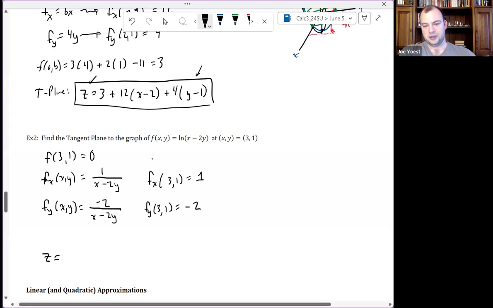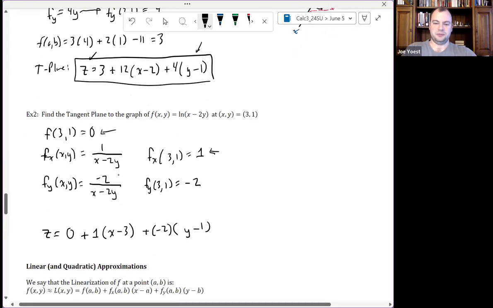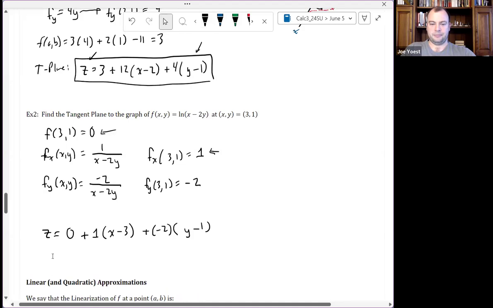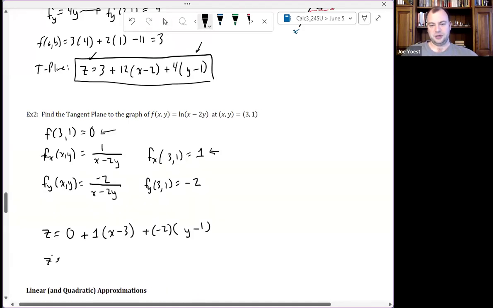And here we have z equals, and I'll write all of this extra stuff in just so we see where everything ends up: 0 plus 1 times (x - 3) plus -2 times (y - 1). Or written a little more simply, z = (x - 3) - 2(y - 1).